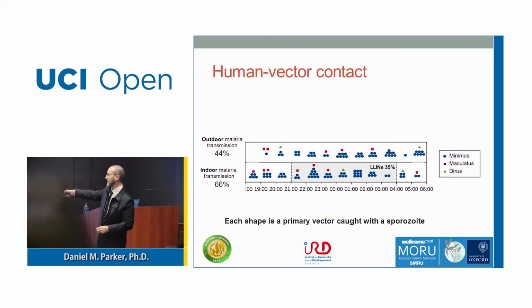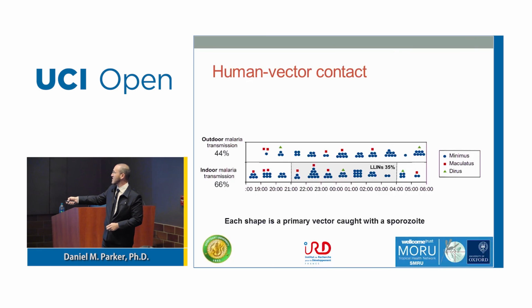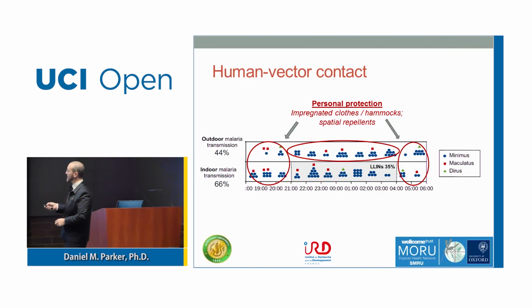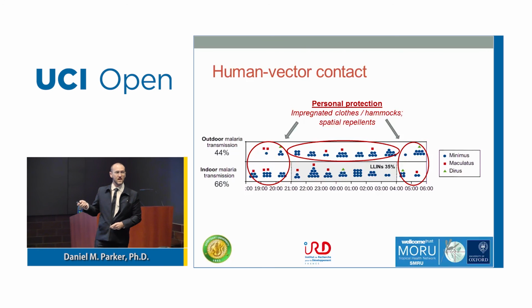And along the x-axis is the time, so 6 p.m. to 6 a.m. Each of these was an infected mosquito. What I'm indicating here is right here between 6 p.m. and 7 p.m., we caught 5 Anopheles minimus and 1 maculatus inside of the house that were infected. And the big takeaway from this is that most of these were occurring in places and times that you would not have been protected by something like bed nets.